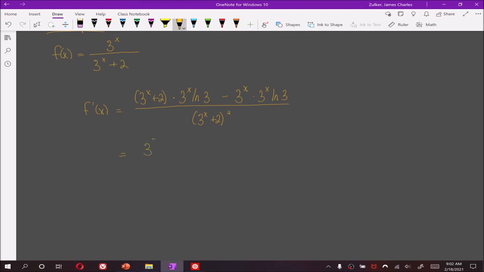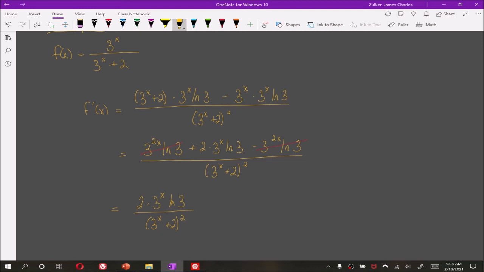We're going to wind up with 3 to the 2x log 3 plus 2 times 3 to the x log 3 minus 3 to the 2x log 3. As we can see, those terms will wind up dropping out. We'll be left with 2 times 3 to the x log 3 over 3 to the x plus 2 squared.